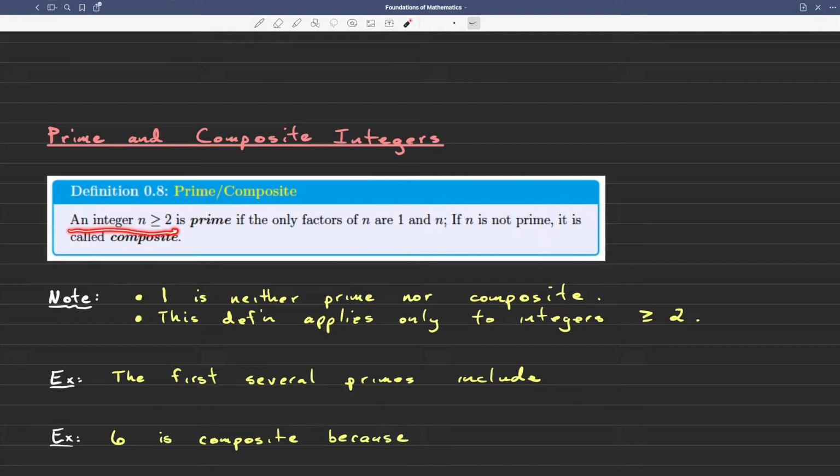And then if a number is not prime, we say it's composite. So composite is just whatever's left over from the integers greater than or equal to 2 after you take out the primes. Whatever's left is composite. But really what it means is that a number is composite means that it has some other factors besides 1 and itself.